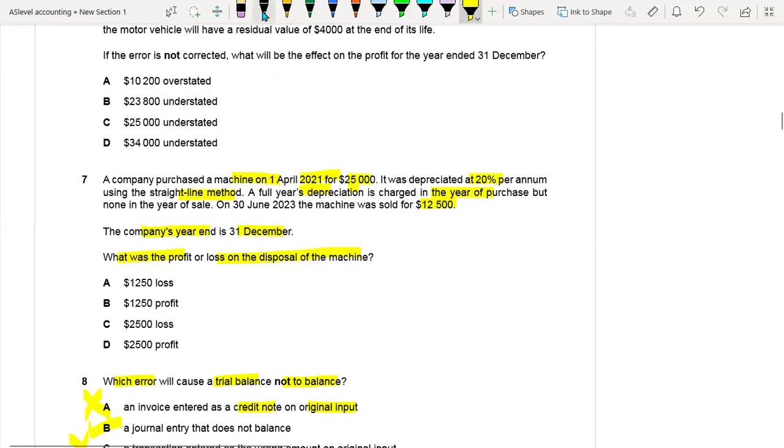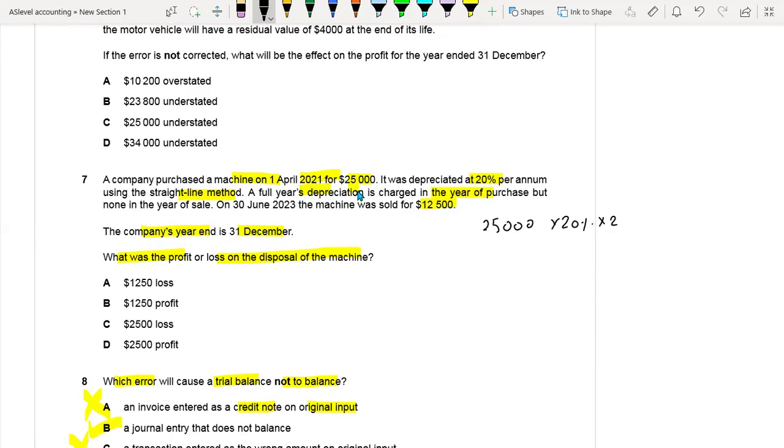Okay. So first of all, let's find out its depreciation. So $25,000 was the cost, multiplied by the 20% because it's the depreciation rate, and multiplied by 2. Why? Because there's only 2 years depreciation charge. It is purchased in 2021.